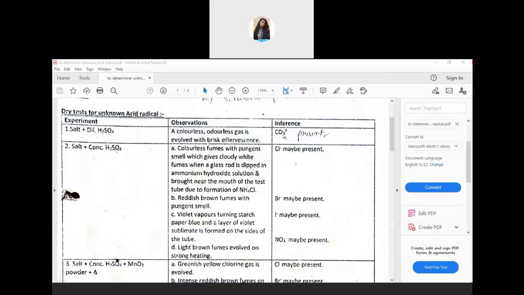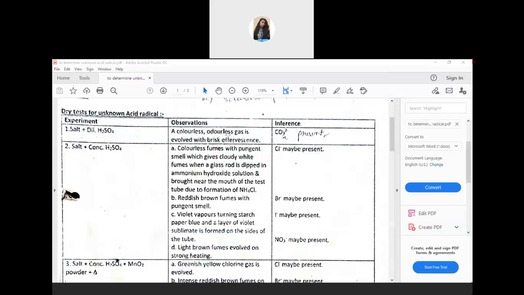So when you are going to write down the practical, you have to write observation. For the carbonate ion, for the first experiment, that means the first test, if carbonate ion is present, then you have to write a colorless odorless gas evolved with brisk effervescence can be observed. Then in inference you have to write carbonate ion present.